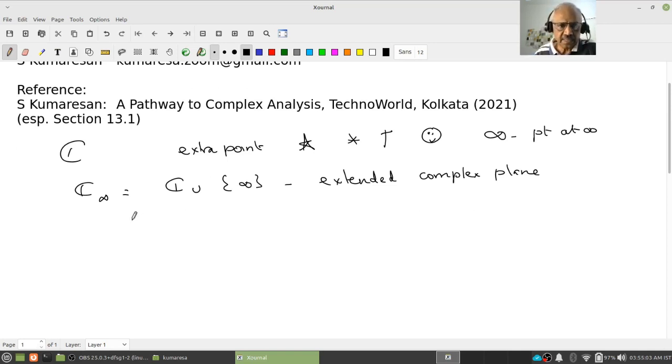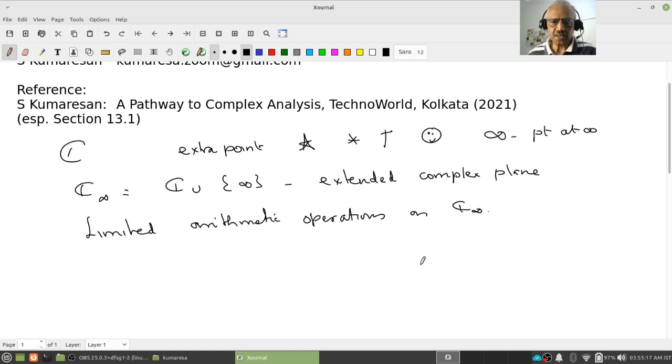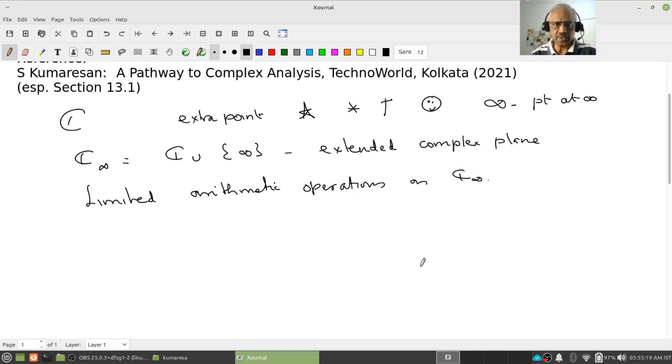There are limited arithmetic operations on C infinity. We will not discuss it now. We don't need it now. What I want to concentrate more on is the topology of C infinity. So essentially, I want to say when U contained in C infinity is open.